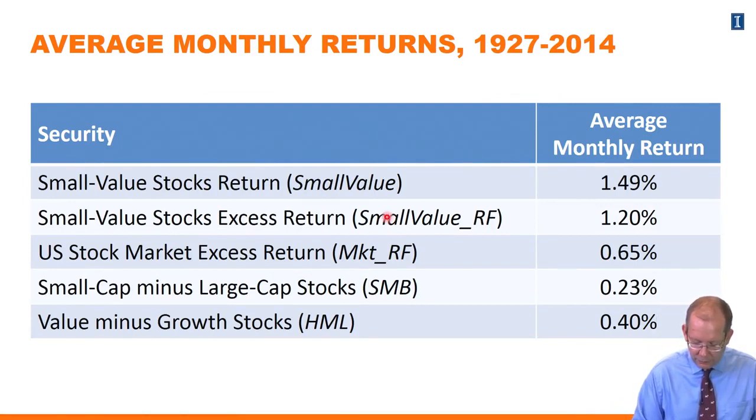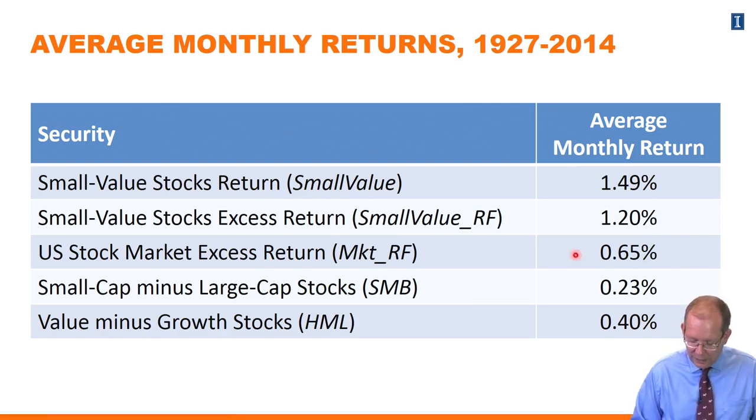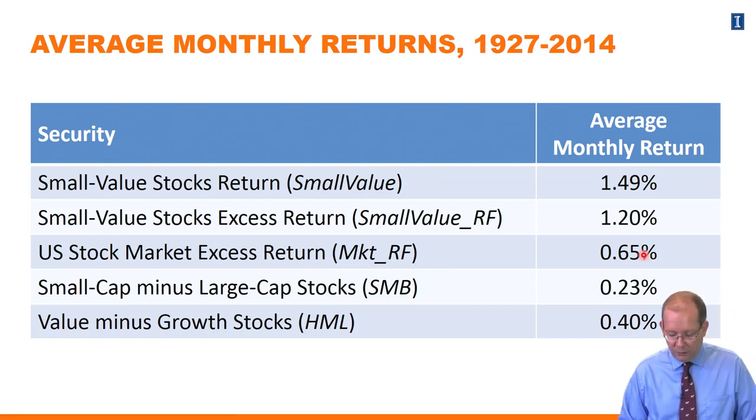The excess return of small value stocks is 1.2% per month. Small value stock portfolios beat Treasury bills by 1.2% per month, almost double the equity market premium of the overall U.S. stock market return in excess of Treasury bills, which is about 0.65% per month. So the excess return of small value stocks is almost like 15% per year compared to the excess return of the market, which annualizes to about 7 or 8% per year.